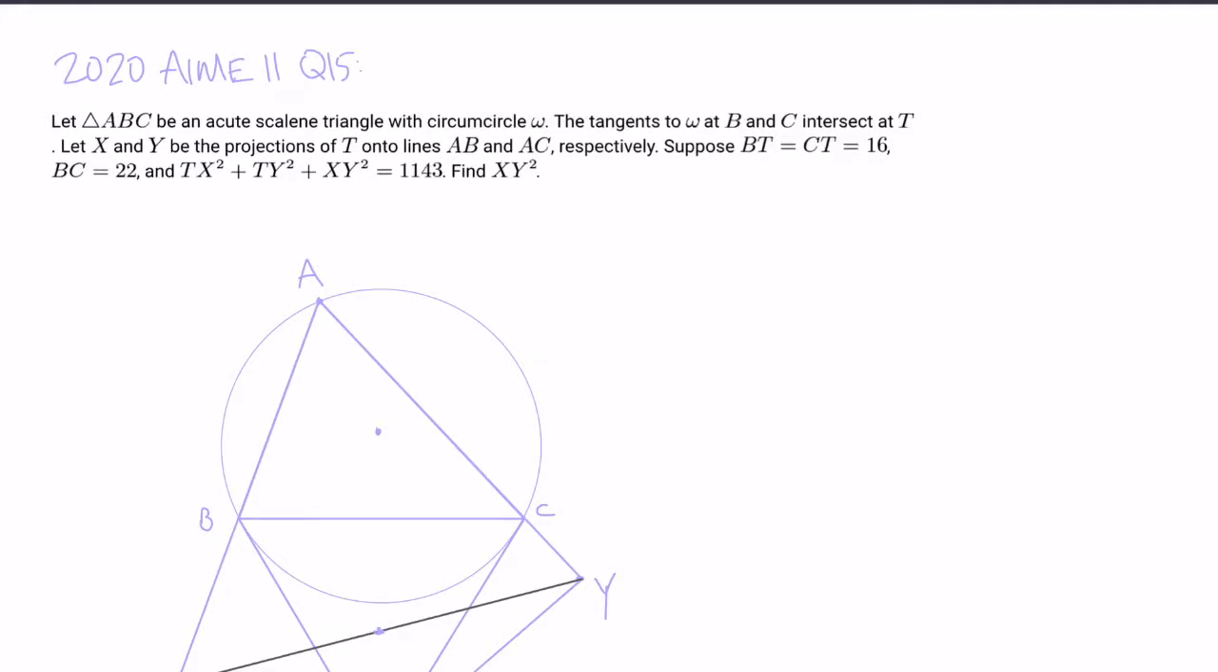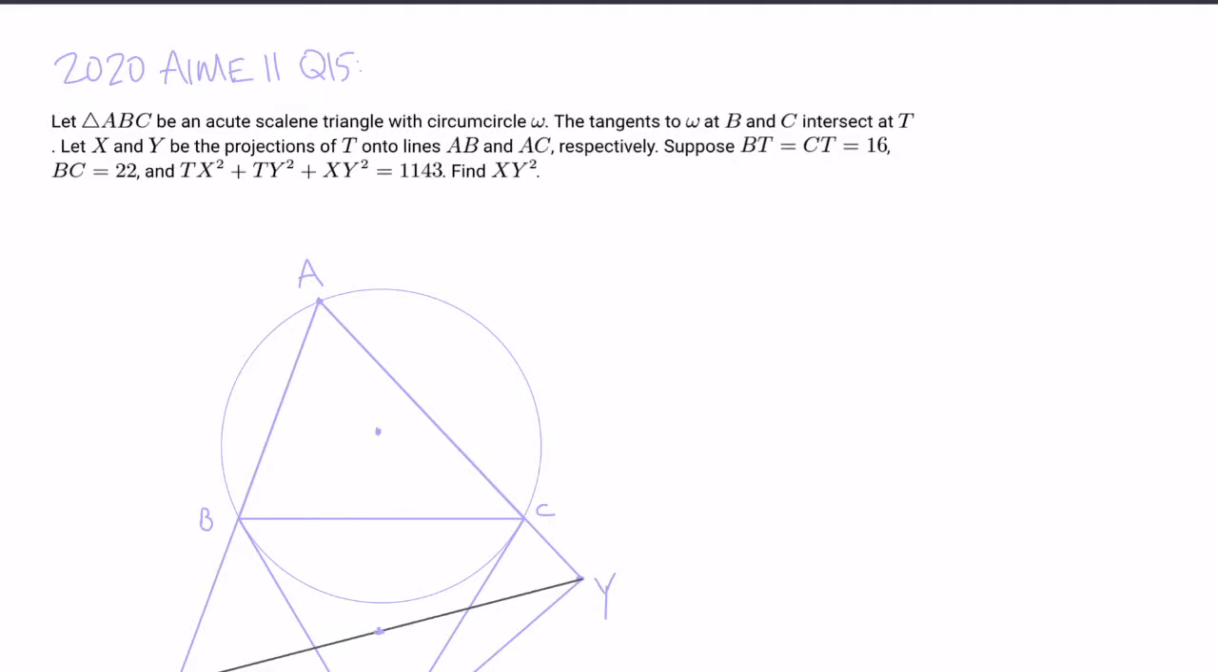So let's get started. Let triangle ABC be an acute scalene triangle with circumcircle omega. The tangents to omega at B and C intersect at T, and let X and Y be the projections of T onto lines AB and AC respectively. Suppose that BT equals CT equals 16, BC equals 22, and TX squared plus TY squared plus XY squared is equal to 1143. And so the problem asks us to find XY squared.